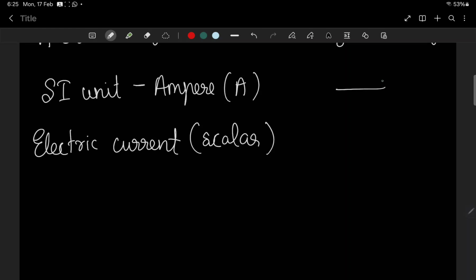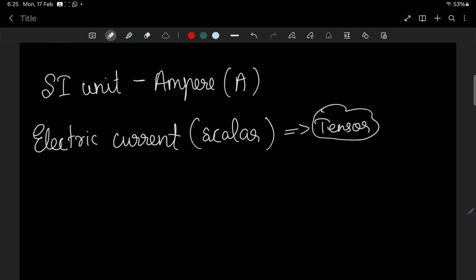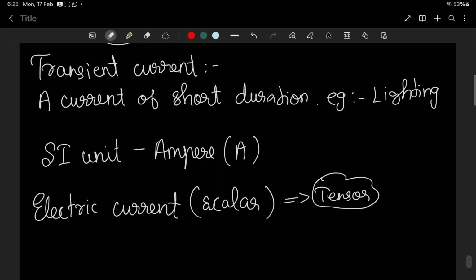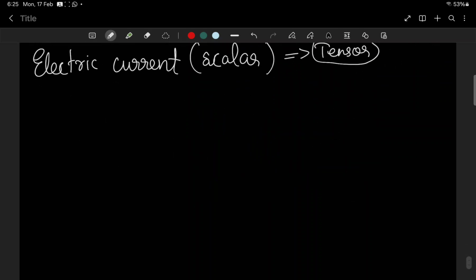That is, if one current is 2 ampere and another is 3 ampere, we just add and subtract using ordinary algebra. We don't use vector algebra. That's the only reason we call electric current a scalar. Current has direction, so really it is called a tensor quantity, but this is not in your book, just for general knowledge. The law of vector addition is not possible, that's why we call it a scalar quantity.